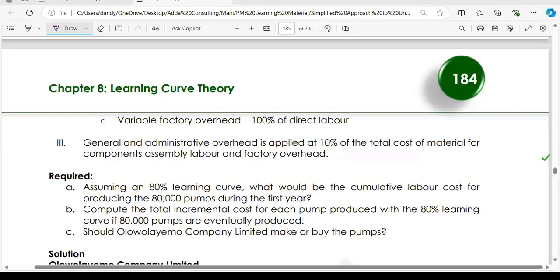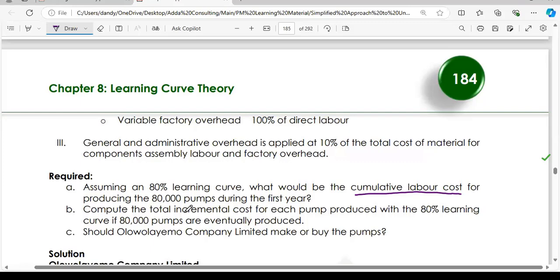Look at the requirements: cumulative labor cost of producing 80,000 pumps during the first year. So you can see here, the examiner is referencing cost, not hours. In the first two illustrations that we have solved, the examiner was asking us to determine cumulative labor hours. But in this one, it is cumulative labor cost. So what are you supposed to do? It's the same formula.